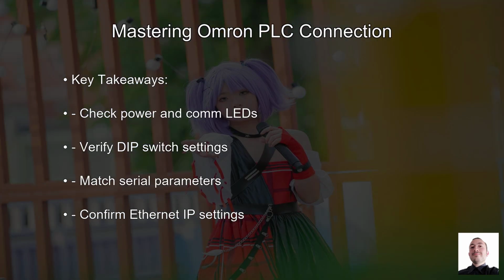To master your Omron PLC connection, remember these key takeaways. First, ensure the PLC's power and communication LEDs are correctly indicating activity. Second, verify the dip switch settings align with your connection type, serial or Ethernet. Third, double-check the baud rate, parity, and other serial parameters in your software match those set on the PLC. Fourth, if using Ethernet, confirm the IP address and subnet mask are correctly configured. Lastly, be aware of the non-standard pinout for Omron serial cables. Following these best practices will significantly increase your chances of a successful connection.